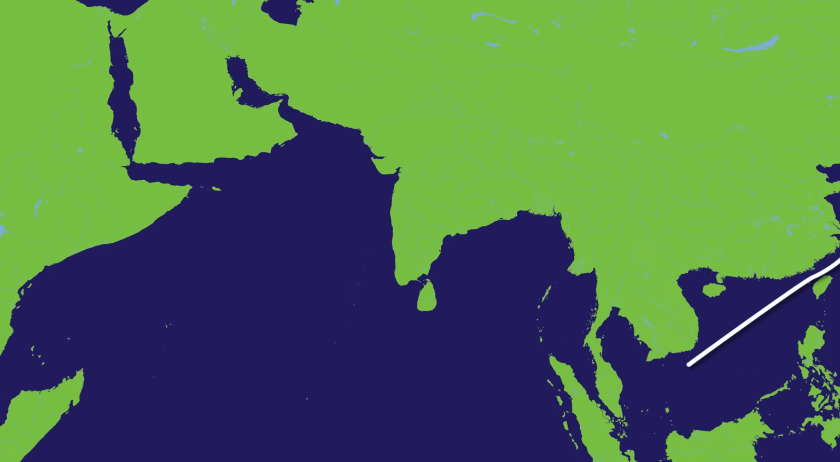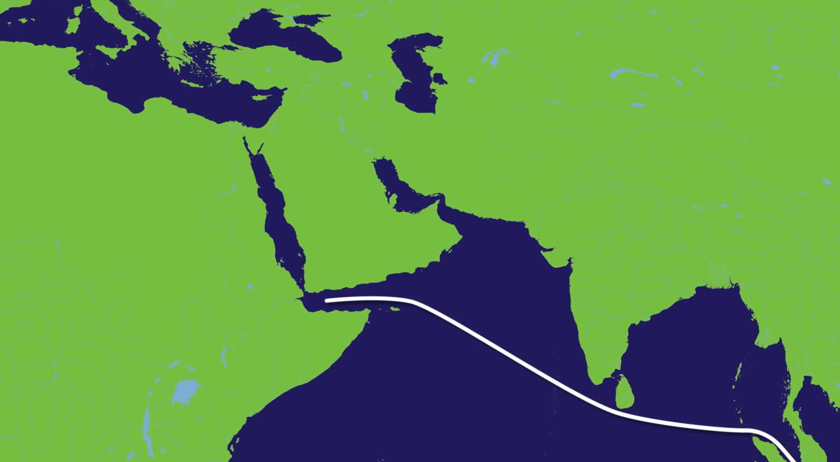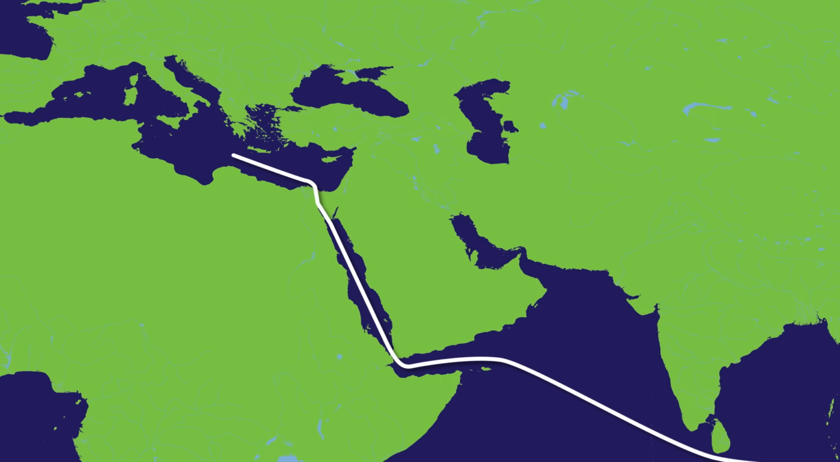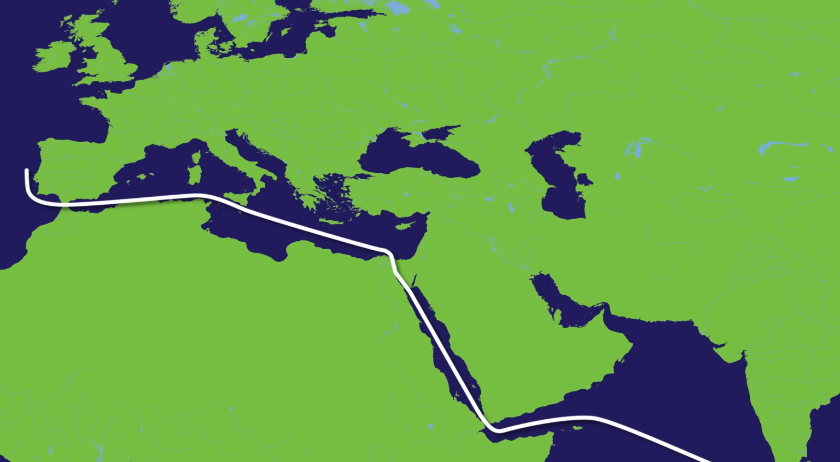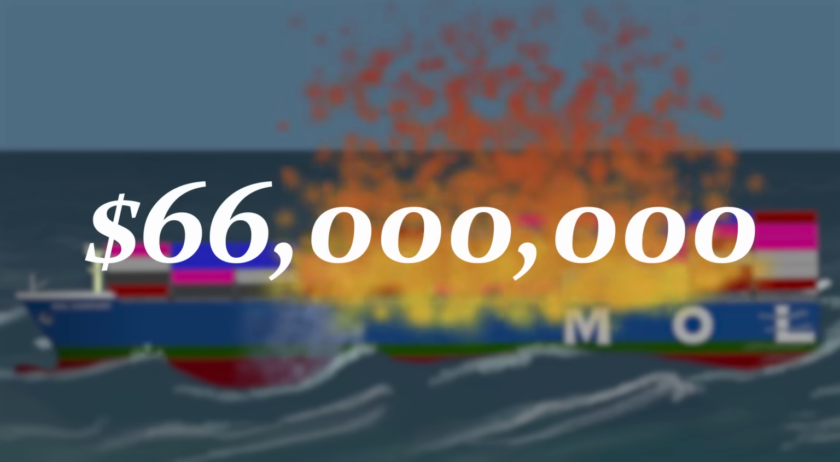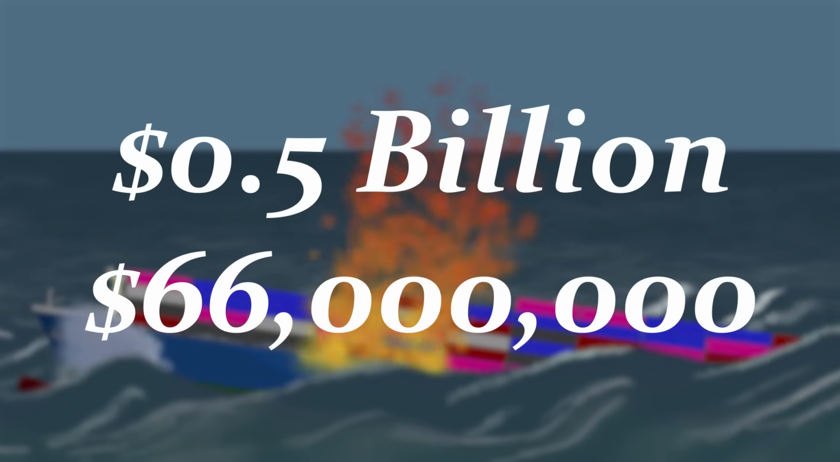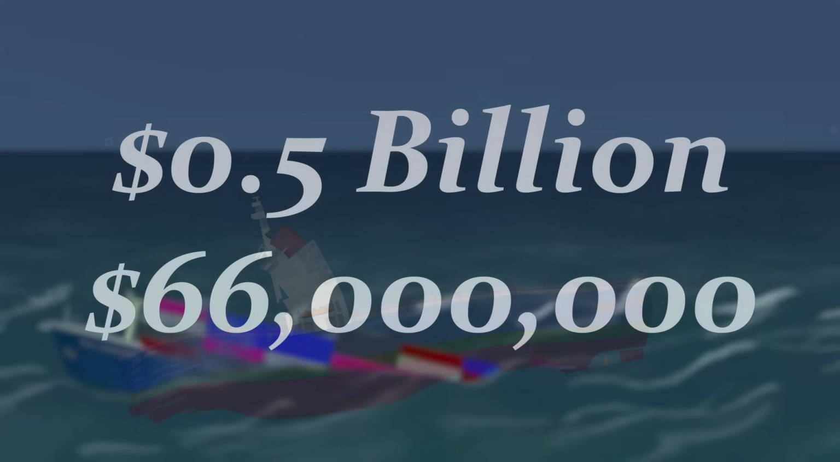From a commercial perspective, it couldn't have happened at a worse time. The westbound passage meant that she was fully loaded with manufactured products heading to European markets. The $66 million hull and machinery loss sounds expensive, but it's a drop in the ocean compared to the estimated $500 million worth of cargo that went down.